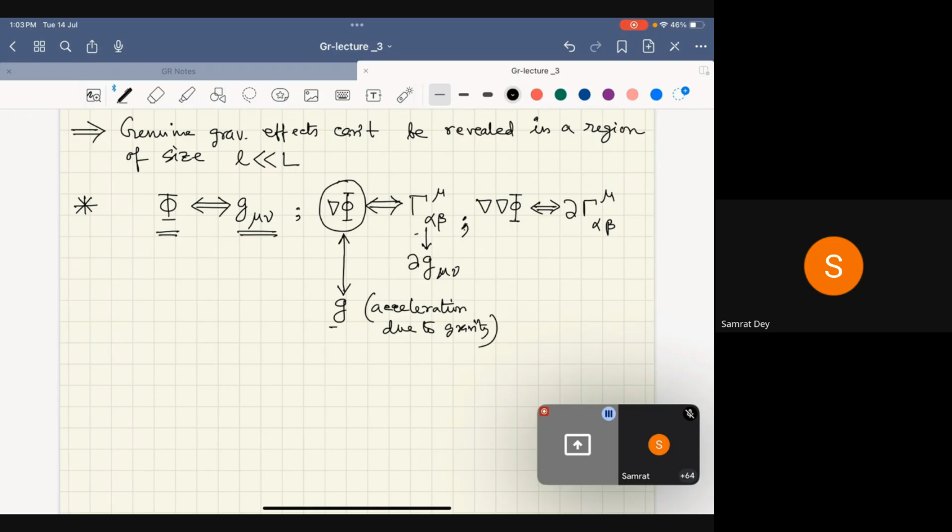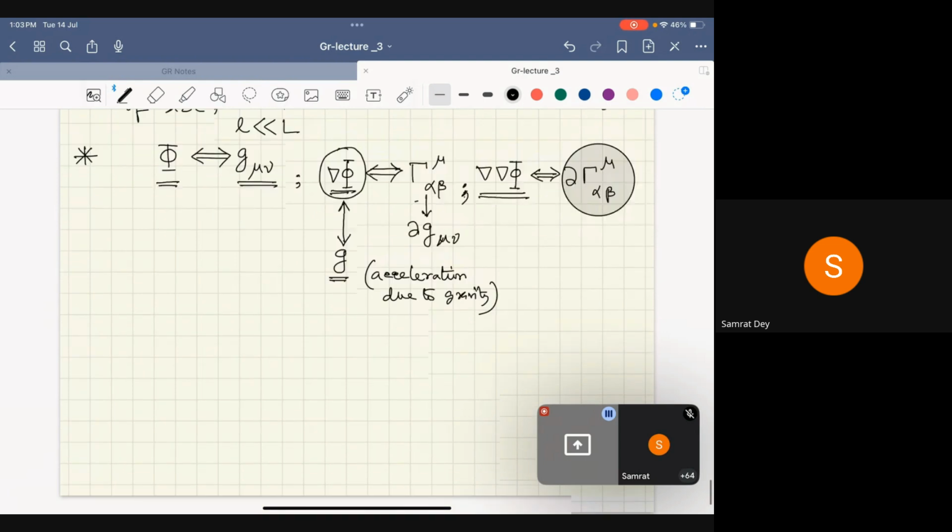And if acceleration due to gravity needs to vary, that means this term needs to vary, and therefore we need to look at the second derivative term, which is del of del phi or del square phi, which can come only from the derivative of the Christoffel symbols.